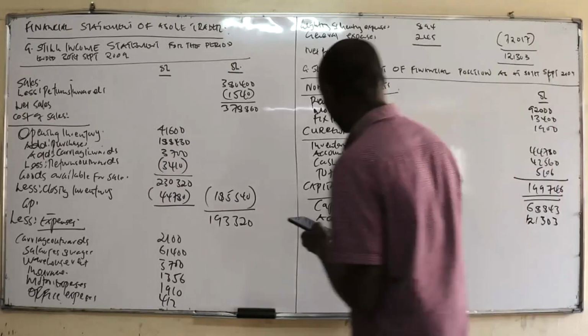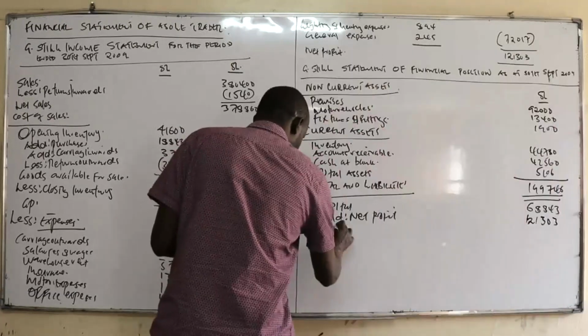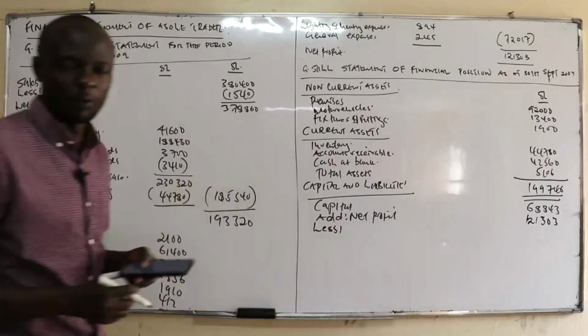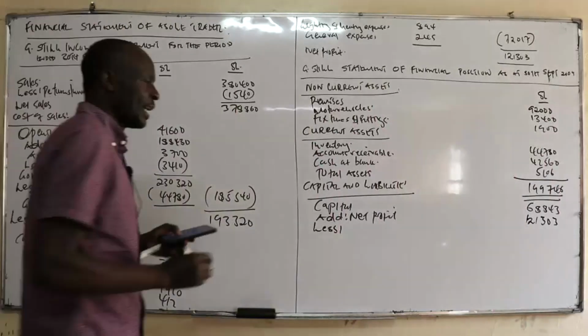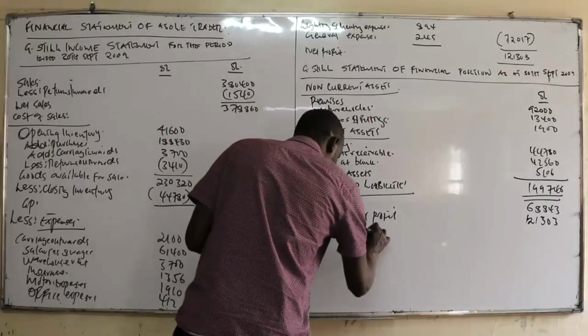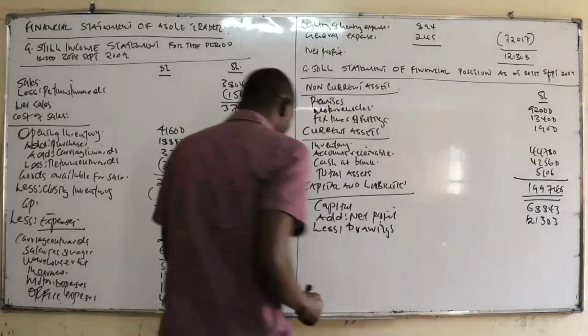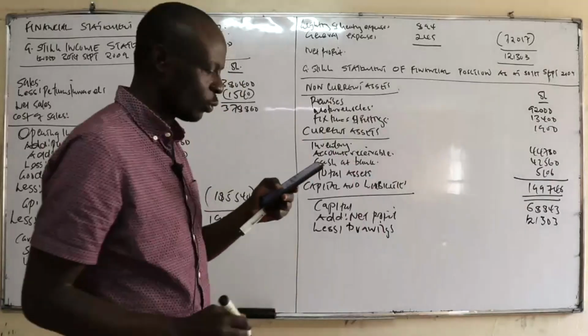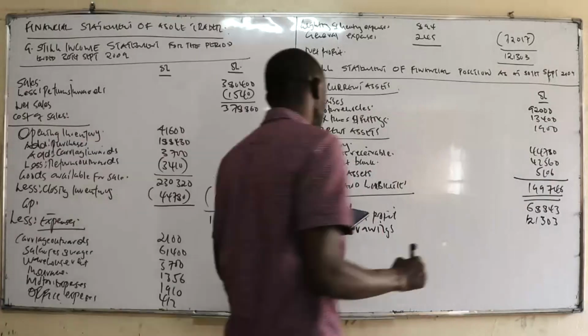Then you less drawings. Drawings are cash or any item that is taken from the business for personal consumption. That one reduces the capital, so you deduct it if it is there. In this question, drawings is 22,000. So you less 22,000 here.